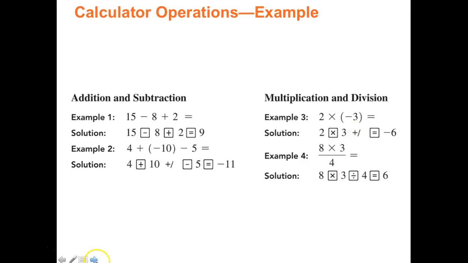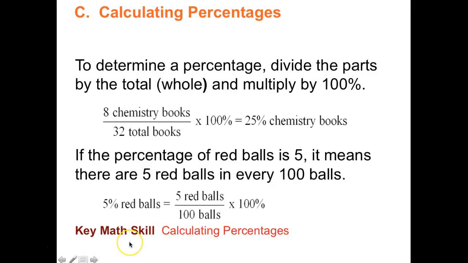When you're doing percentages, it's part divided by total times 100. So there was a total of 32 books. 8 out of those books were chemistry books, so 8 divided by 32 times 100, that means 25% of the total is chemistry. If you're given a percentage, the way to interpret that is: 5% of a certain number of balls were red. That means out of 100, 5 of them are red. That's how you interpret percentages.